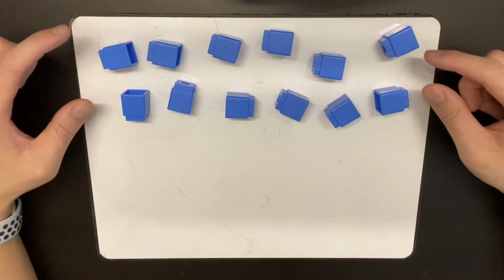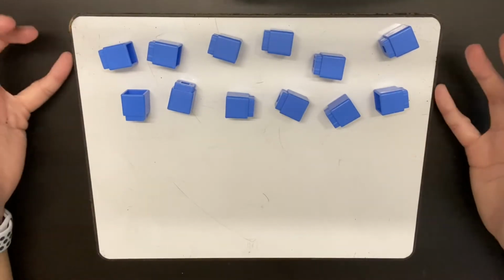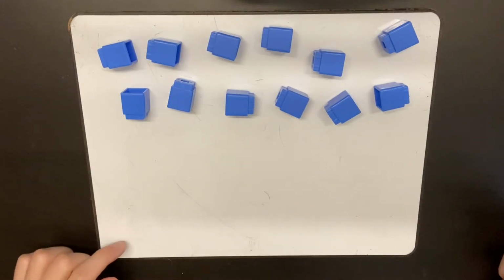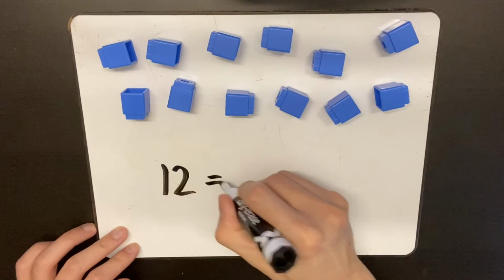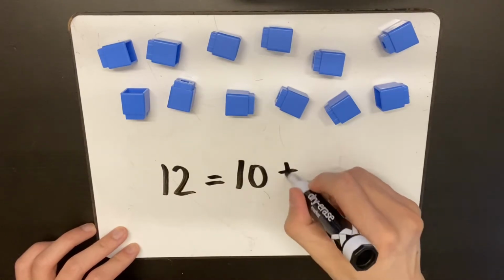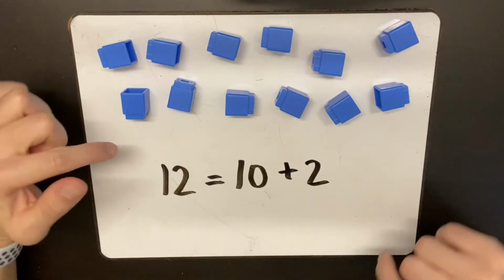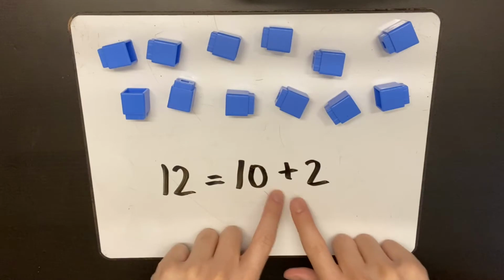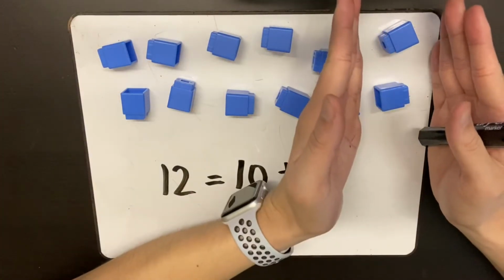Ooh, I heard someone say 10 and 2. So if we do it as 10 and 2, what would my number sentence be? Oh, it would be 12 equals 10 plus 2. It sure would. So this is saying that 12 equals 10 ones plus 2 ones. So we got 10 ones and 2 ones.